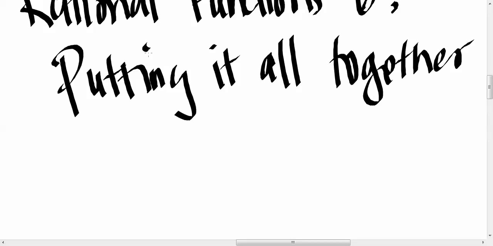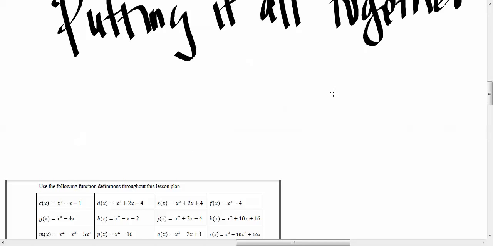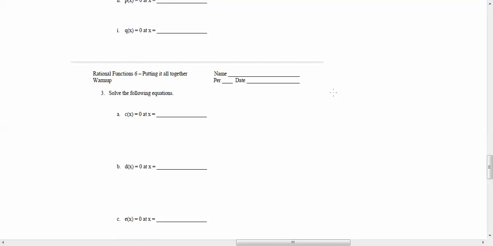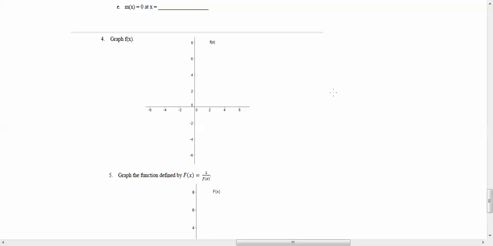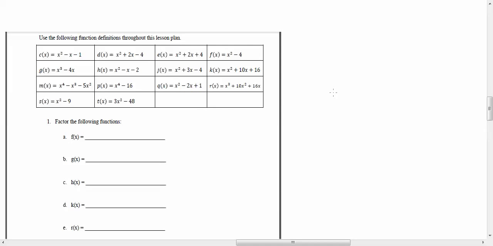Alright, here's what we're going to be doing. We're going to be doing rational functions, putting it all together. So basically we're using all of the techniques that we have, and we're figuring out as much information as we can. I'll tell you what, I don't even know exactly what we want to do with this, but let's try this one.